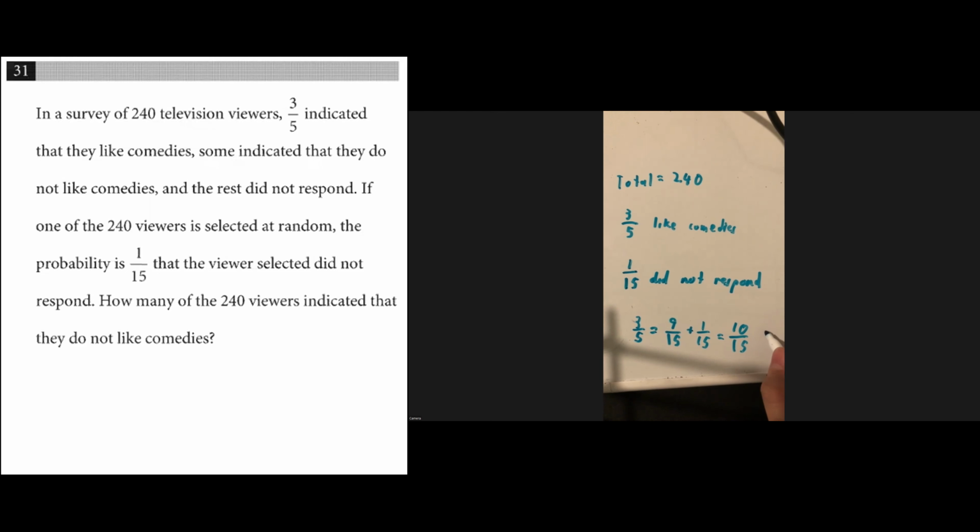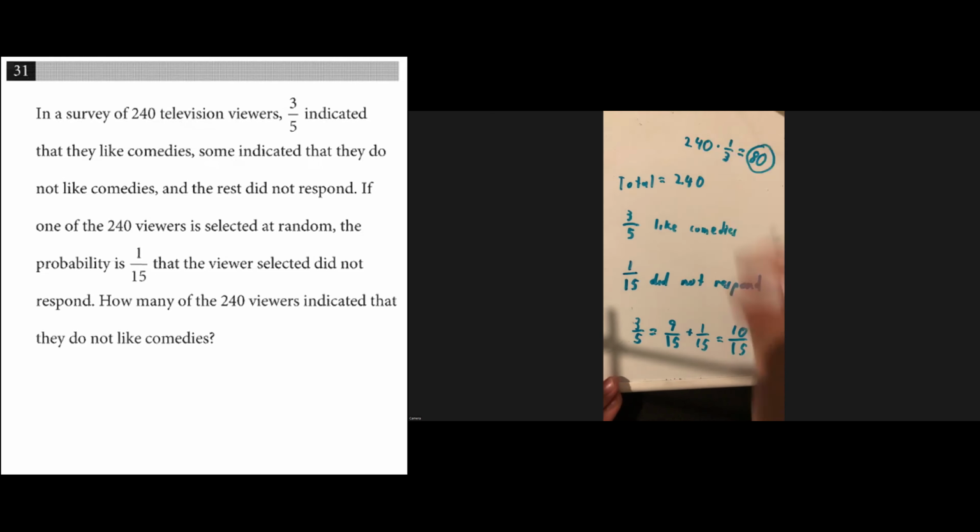So to simplify, we'll just divide the top and bottom by 5, which would get us 2/3. And then to find the opposite, it would just be 1/3. So 1/3 of the people responded that they do not like comedies. And it says how many of the 240 viewers. So we need to multiply 1/3 by 240. So 240 times 1/3 gives us 80. And that's the correct answer, 80.